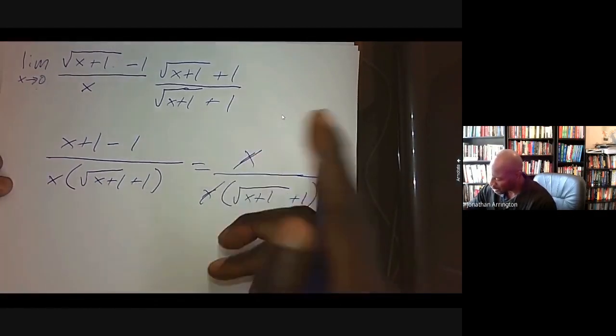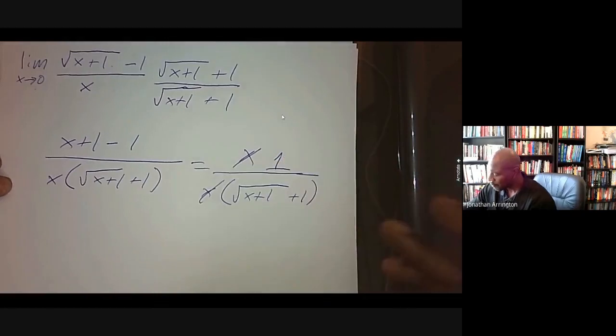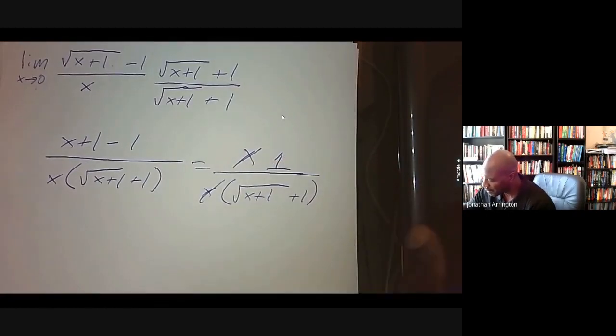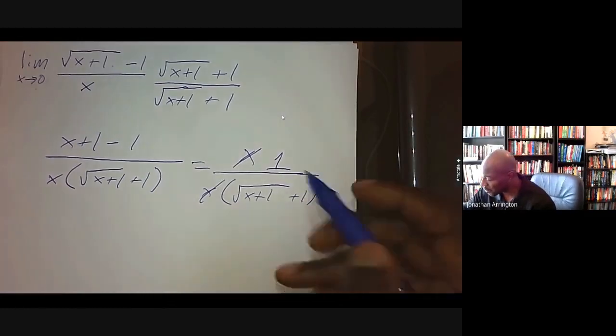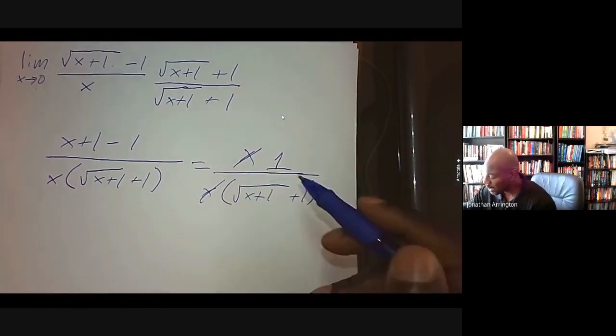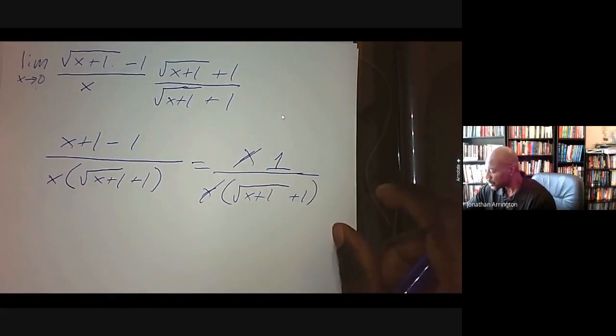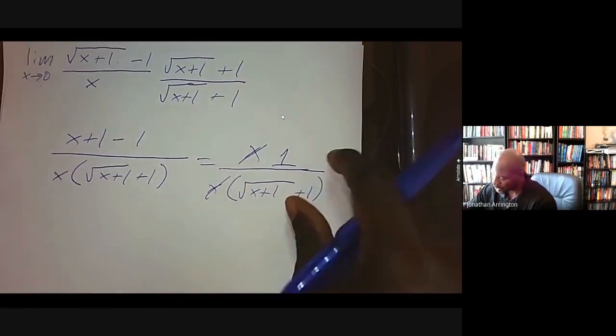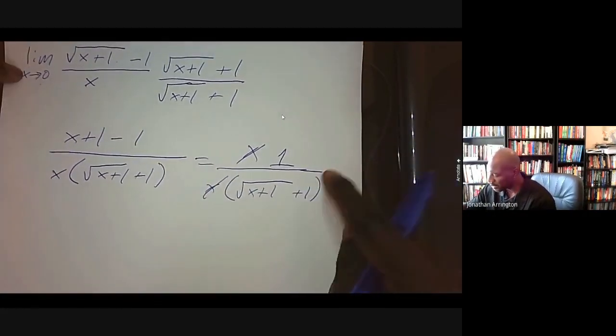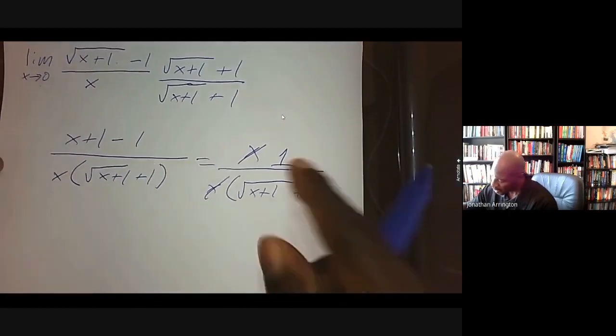Now understand, when something cancels, you're left with 1. Some people sometimes mistakenly think you're left with 0. You're not left with 0, you're left with 1, because essentially what I'm doing is dividing x by x, which of course is 1. So now I have an expression that I can plug in 0 for x and it won't make my denominator 0. So I'm in good shape.